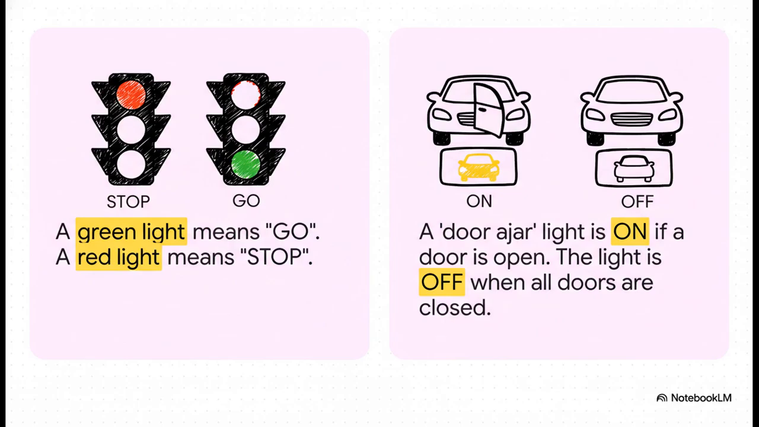Or what about that little door ajar light on your dashboard? If a door is open, the light is on. If they're all shut, the light is off. See, computers are just taking that basic idea and doing it millions and millions of times a second.